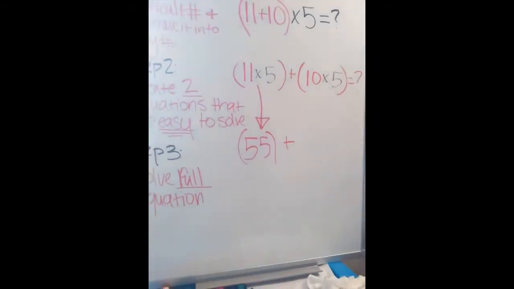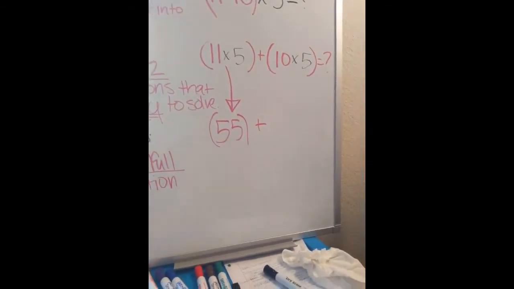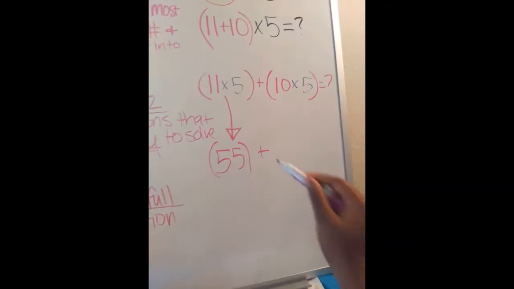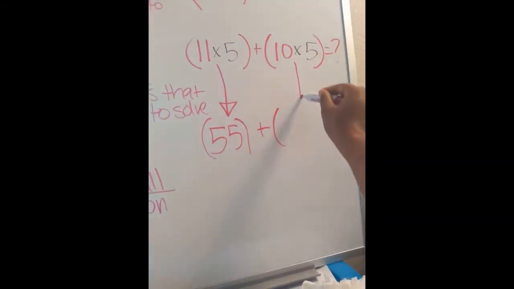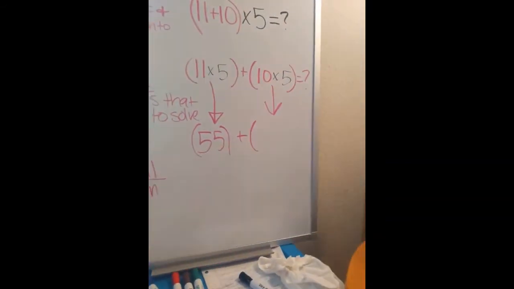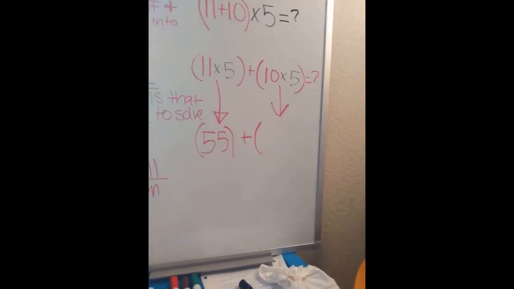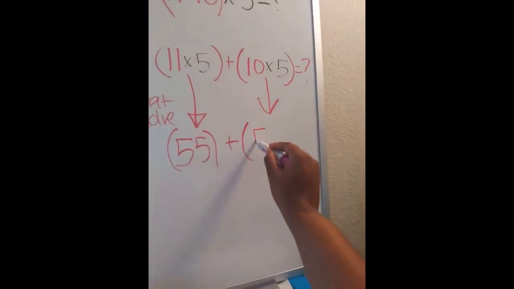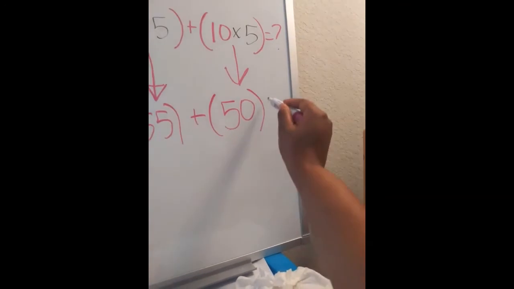Anything times 11 is going to just be that number twice. We know that. And then we have in our other set of parentheses here, 10 times 5. Okay, we know anything times 10 is just that number with a 0. We just drop the 0 with the 5, and that gives us what we need to know.